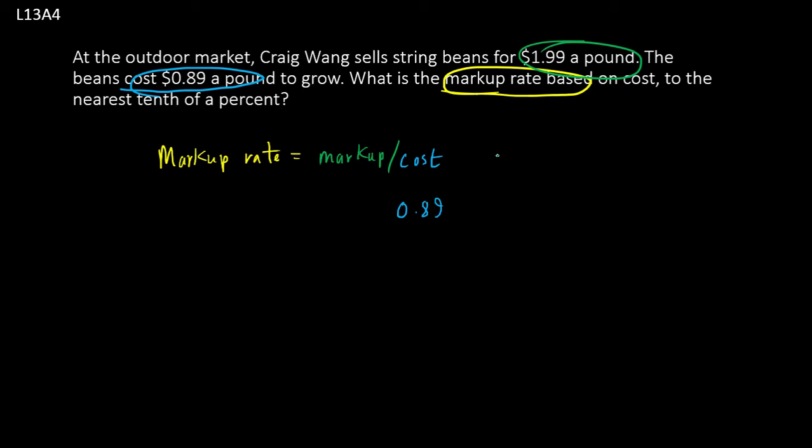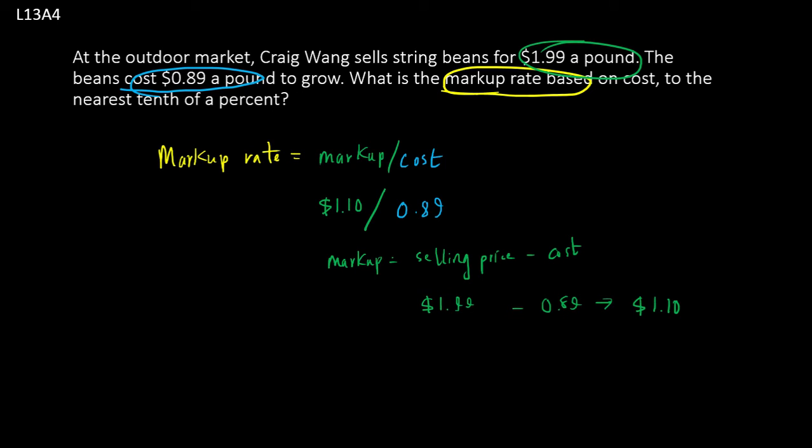Now, markup is equal to the selling price minus the cost. So if they're selling for $1.99 but only cost 89 cents to grow, that means they're marking them up $1.10 each. So my markup is $1.10, and I'm going to divide that by my cost to find markup rate.